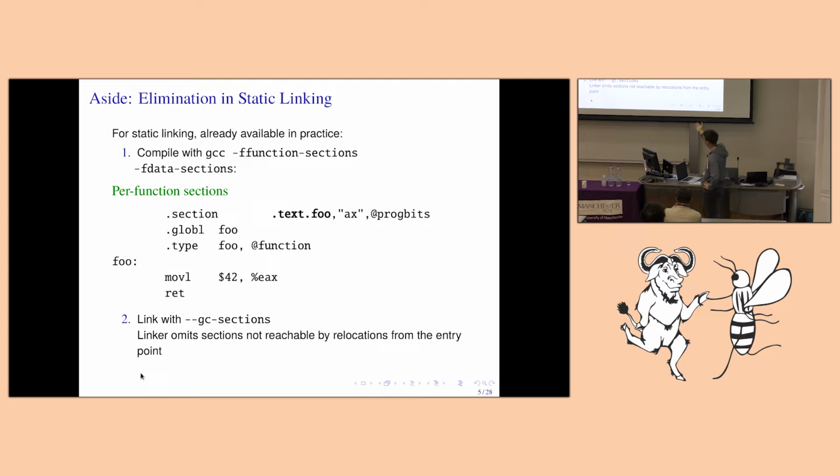The second step, you link with --gc-sections, and this causes the linker to omit unreachable sections. It starts from the entry point of your executable, traverses the graph of sections, and marks them as used, and the rest can be thrown away.